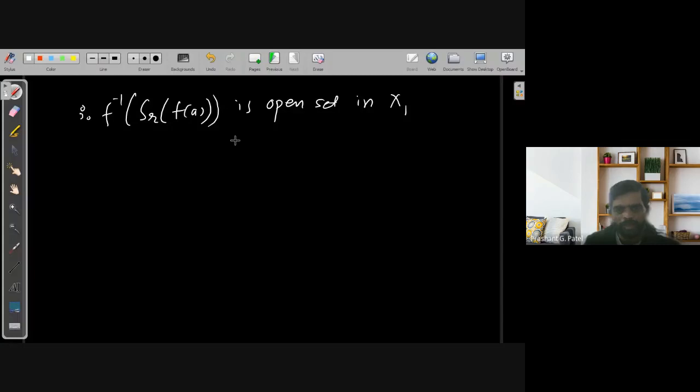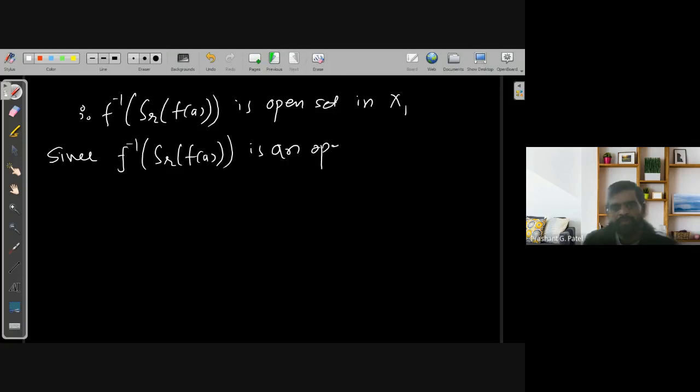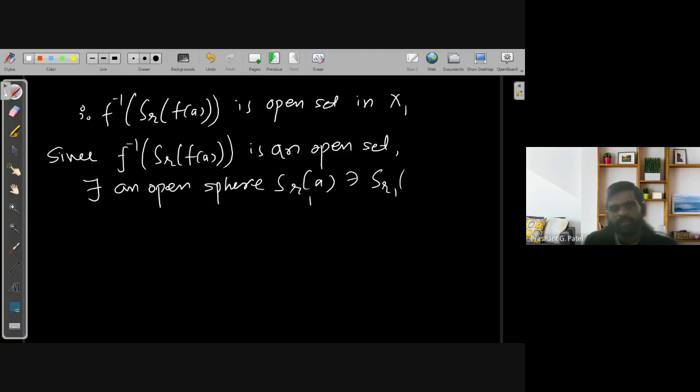Now, since this is open, there exists some open sphere contained in it. Since f inverse of S_R of f of a is an open set, there exists an open sphere S_R1 of a, some other radius, such that S_R1 of a is a subset of f inverse of S_R of f of a.